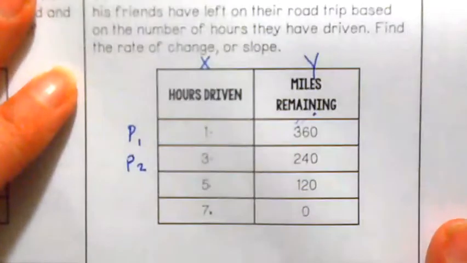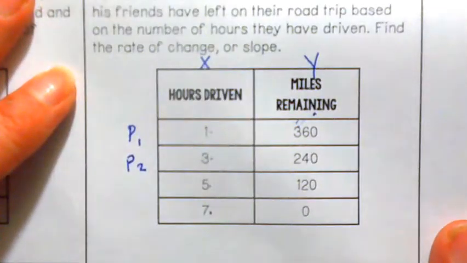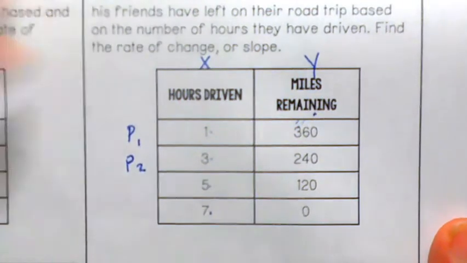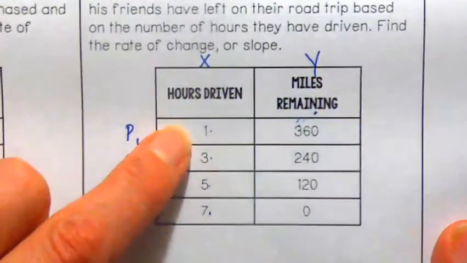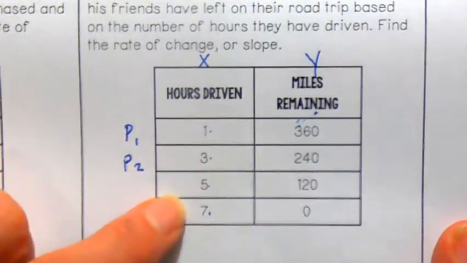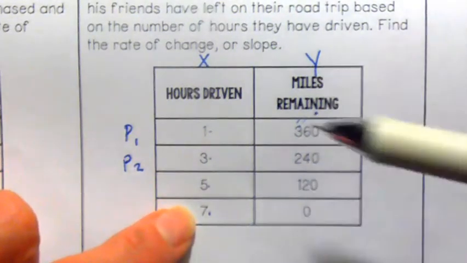Here, the table shows the distance that Andy and his friends have left on the road trip based on the number of hours they have driven. Find the rate of change or slope. So here they've driven 1, 3, 5, 7 hours. This is a long road trip.